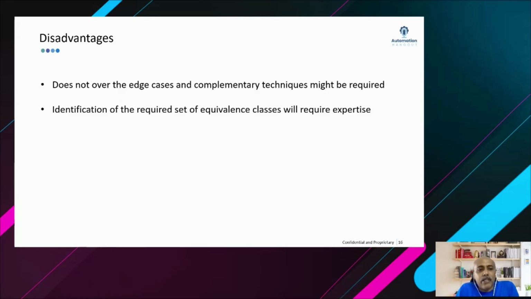And the other disadvantage is, if you are dealing with the equivalence partitioning technique, you need individuals or testers with some level of expertise, using which you can derive the valid as well as invalid equivalence classes. So these are the 2 minor disadvantages that you may come across when you're using this particular technique.